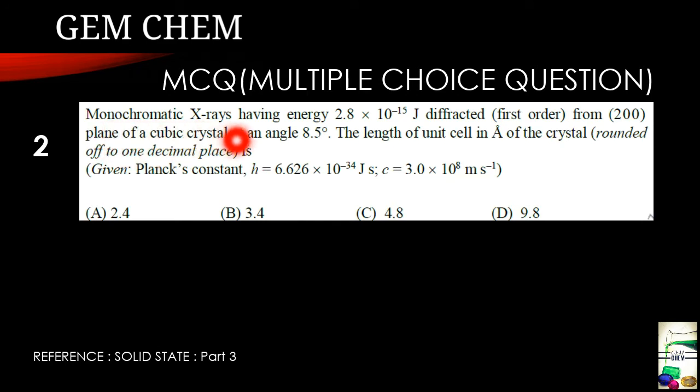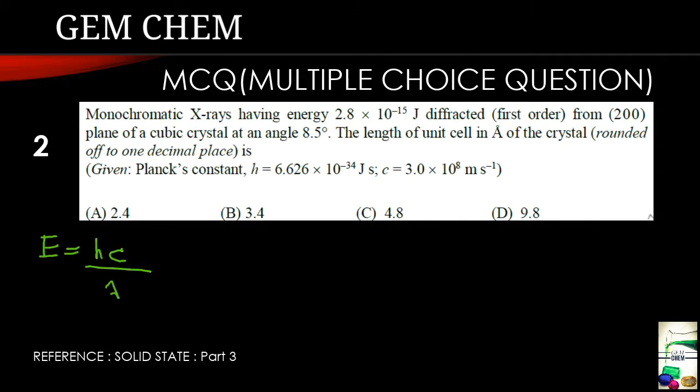Monochromatic X-rays having energy 2.8 into 10 to the power minus 15 joule diffracted in first order from the 200 plane of a cubic crystal at an angle of 8.5 degree. The length of the unit cell in angstrom of the crystal, rounded off to 1 decimal place, is? Planck's constant and c value are given. So first we need to get the formula. We know the energy formula is E equals hc by lambda. From here we will get the value of lambda.